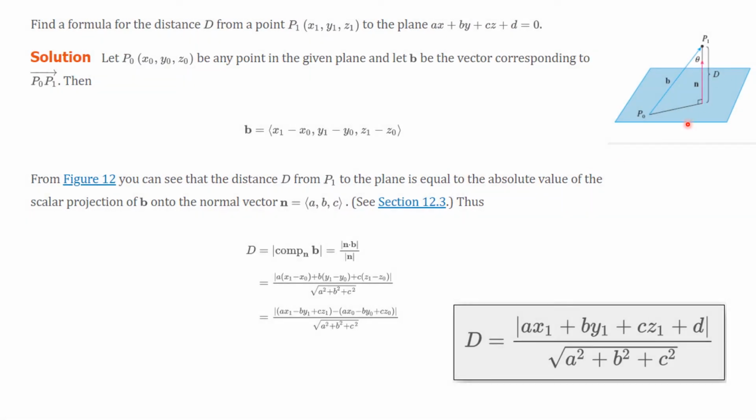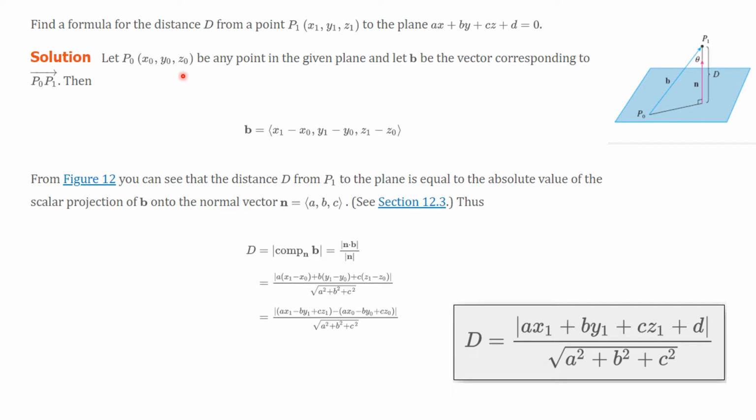So here is the deal. You have this fixed point up here. You have a plane sitting down here. And so what we're going to do is get a point in this plane, and then look at the vector joining that point in the plane with P1. And this D is going to be the projection of B onto this normal vector. And then the magnitude of this is going to be the length from here to here. Okay, so here we go.